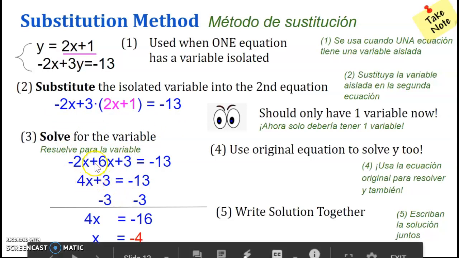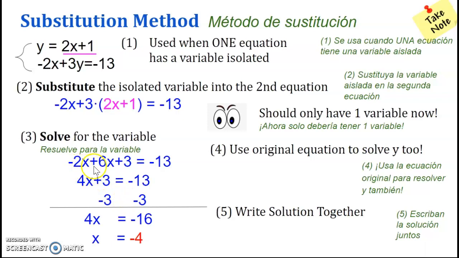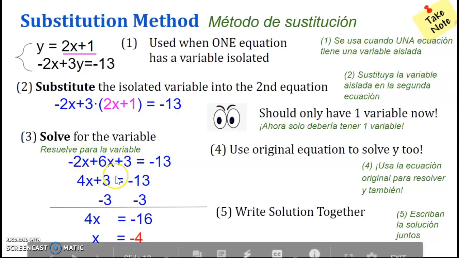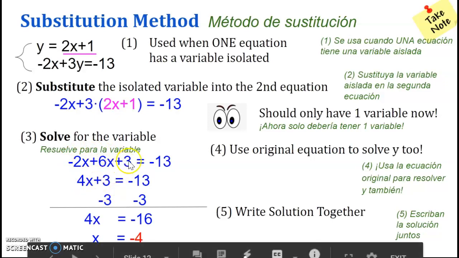So then simplifying the left hand side, negative 2x plus 6x. They are like terms, so we can combine that to be 4x plus 3. The plus 3 just comes down here, is equal to negative 13. Now we don't want this plus 3 because we want the variable on one side and the number on the other side. So we want to get rid of plus 3 by subtracting 3 from both sides. You're left with 4x is equal to negative 16. So divide both sides by 4 and you get x is negative 4.